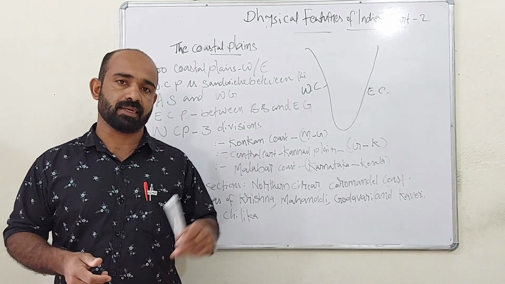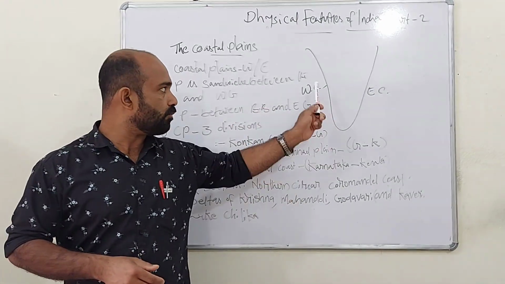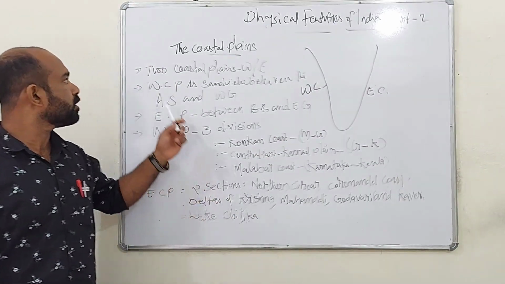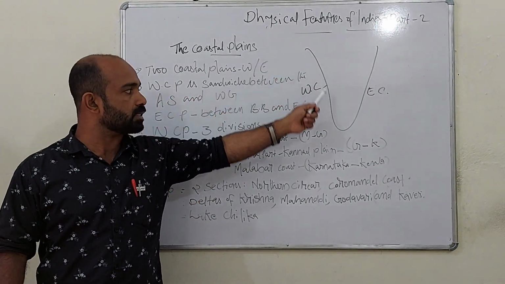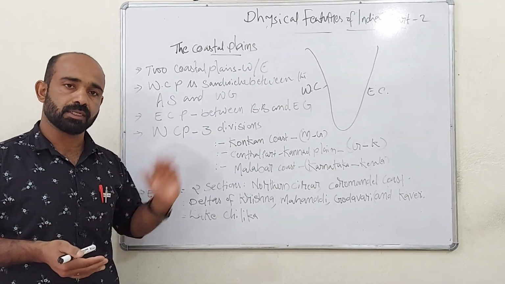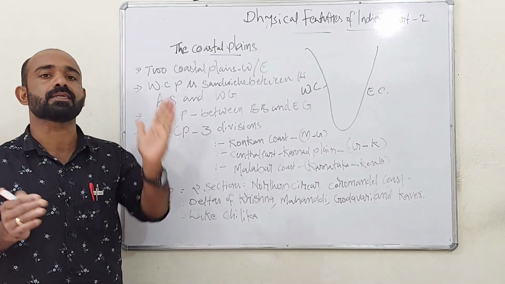Now let us study about coastal plains. We have two coastal plains, Western Coastal Plain and Eastern Coastal Plain. Western Coastal Plain is sandwiched between Arabian Sea and Western Ghat. Similarly, Eastern Coastal Plain is sandwiched between Bay of Bengal and Eastern Ghat.